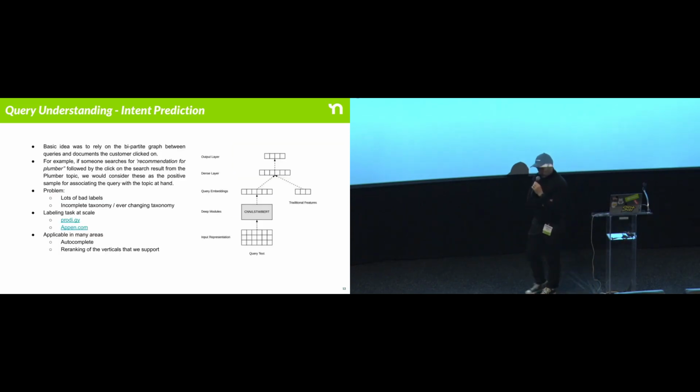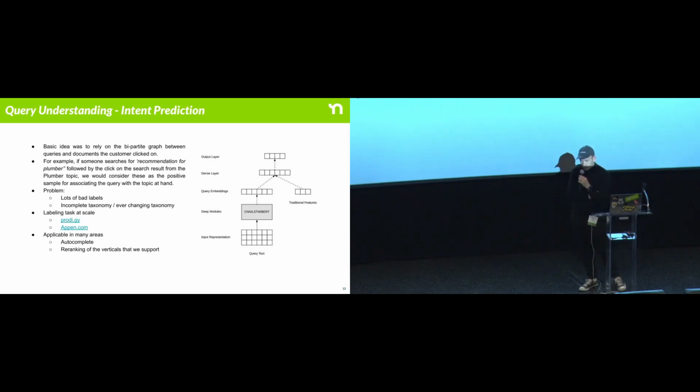We started by looking at the bipartite graph between queries and the documents that have been pressed and clicked. That worked really well for the head queries. However, for the tail queries, we actually have not many results and we have lots of variance. So we figured that we need to come up with something better. Another issue that we faced was that we had an incomplete taxonomy and it was ever changing. So we need to figure out how we get the proper labels for our queries.